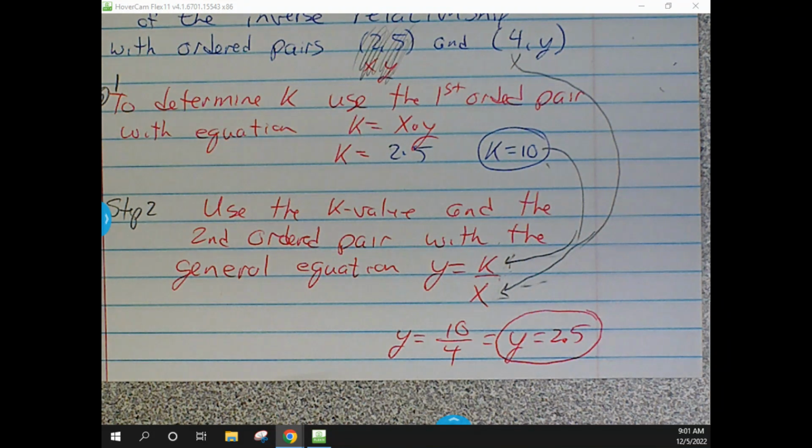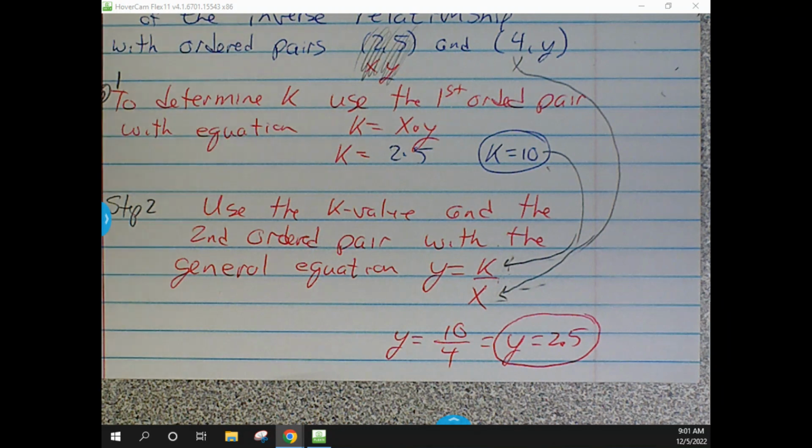Okay, so that's inverse variation. That's kind of the basics of it. The second variation that we're going to look at is, besides inverse, we also have direct variation.